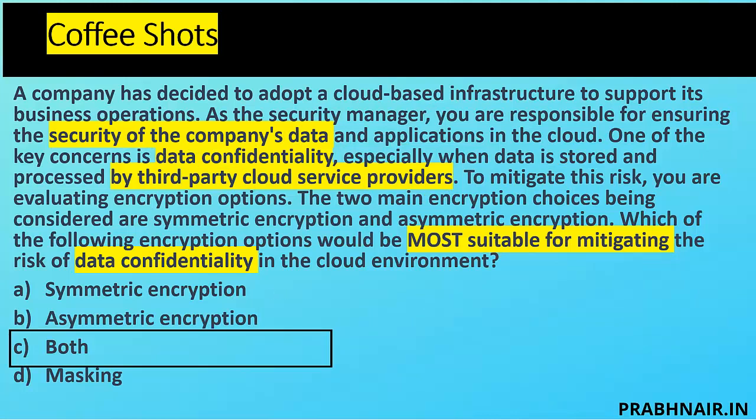Okay. So C is basically the correct answer because it necessarily defines the need for a combination of encryption methods to provide comprehensive data protection. So let's move to the next coffee shot.